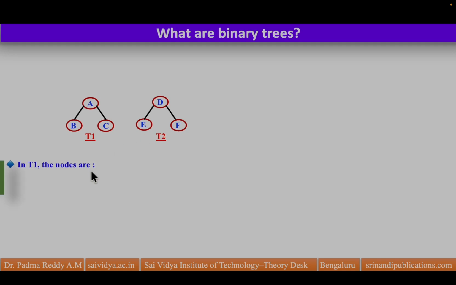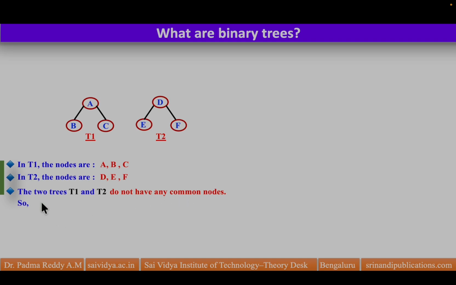In the first tree, the nodes are A, B, C. So here I write A, B and C. In the second tree T2, the nodes are D, E and F. Now let us see what is the speciality of these two trees. If you observe, the two trees T1 and T2 do not have any common nodes. So they are called disjoint trees, since there are no common nodes in these two trees.